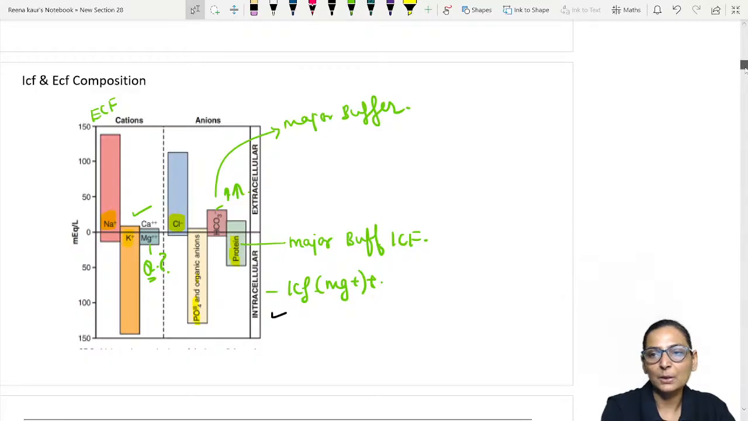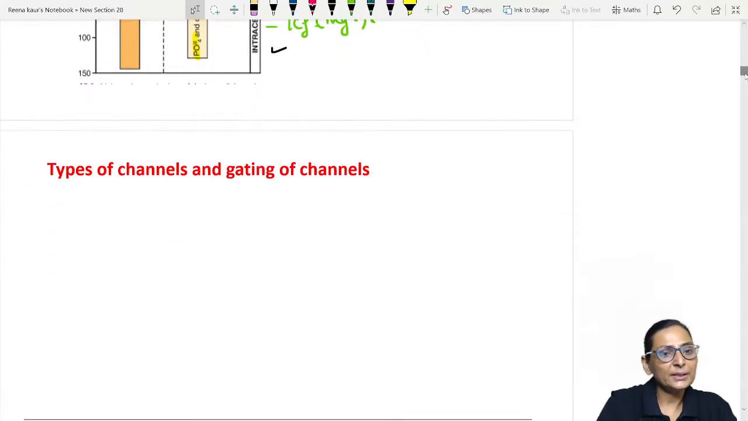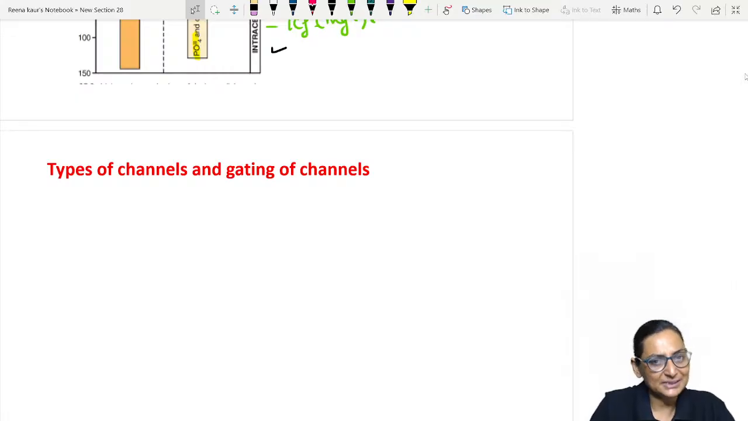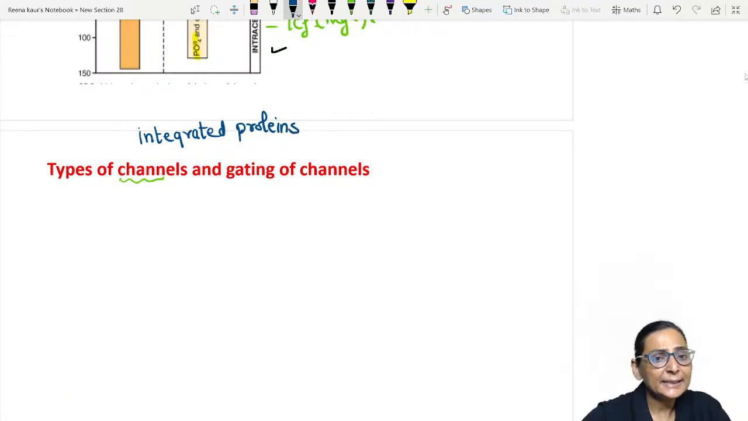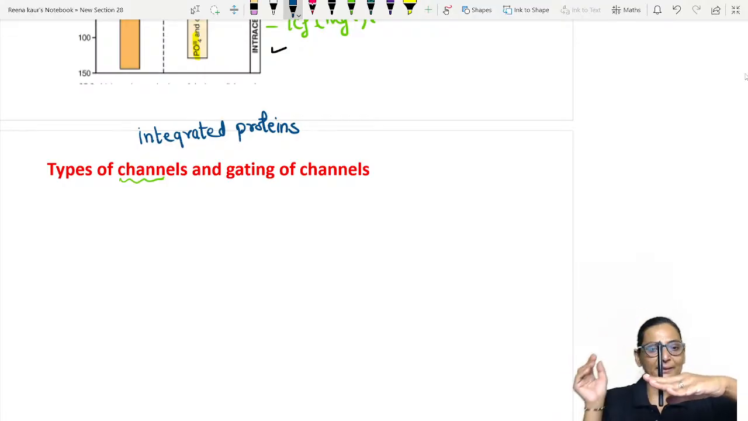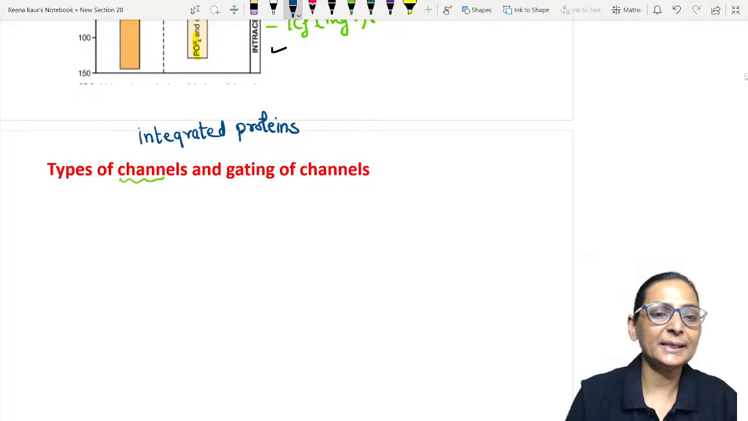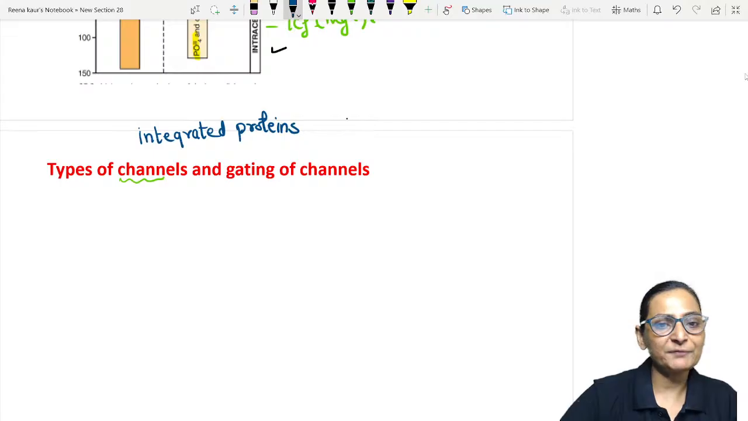Now, next very important thing to understand before you understand the concept of resting membrane potential or action potential, तो आपको मैं ये बताती हूँ कि channels क्या होते हैं. We have seen that the channels are a type of proteins. They are a type of integrated proteins. That means they are going to pass through the entire thickness of the cell membrane. And if you look into the structure, अगर आप इनका structure देखेंगे तो you will see that they are just kind of tubules.